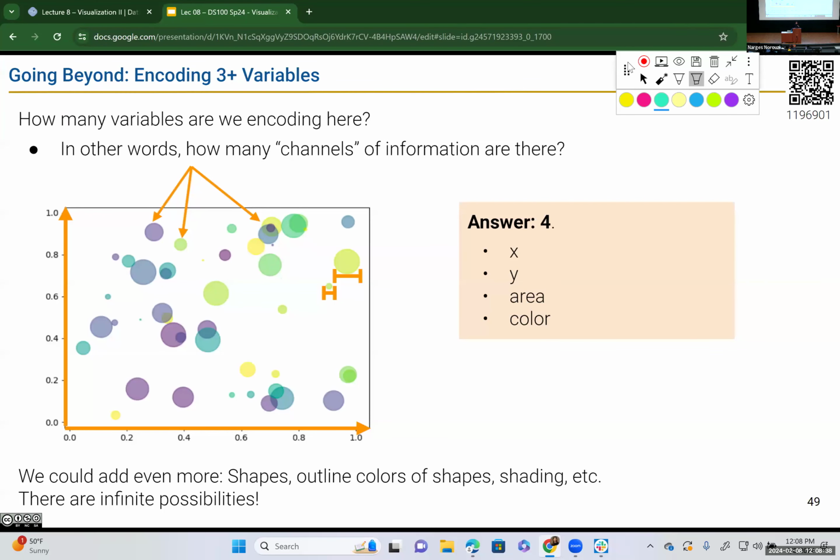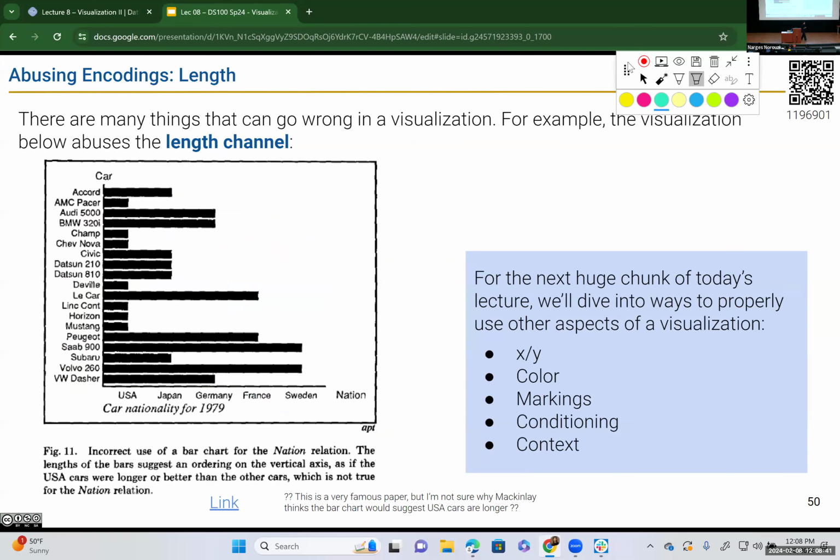So we're utilizing 4 channels, but we're going to take a look at how many channels exist, how we can utilize different channels on the plot more effectively, and examples of careless usage of those channels in different plots that we see. The plot you see here is an example where the length channel is not used effectively. This is a plot that looks at car nationality and also different cars.